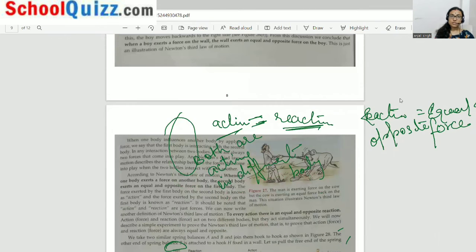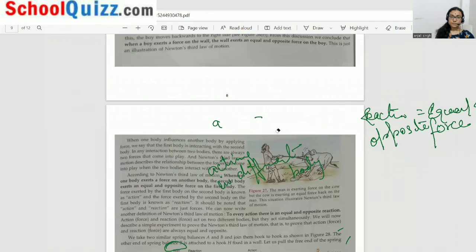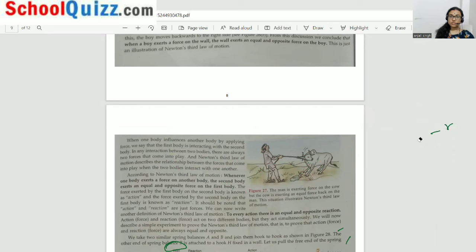Everyone please note down all this. That's important. Now you can see, when a body influences another body by applying force, say the first body is interacting with the second body. Whenever two bodies are interacting, it means they are exerting some force on each other. So one force will be the action force and the other force will be the reaction force. Clear?